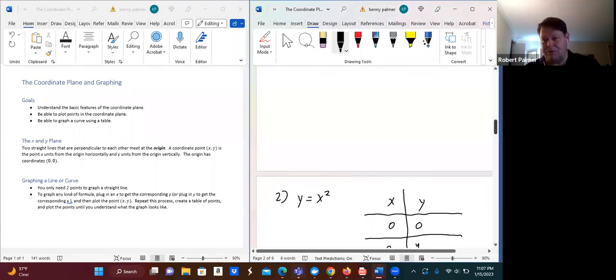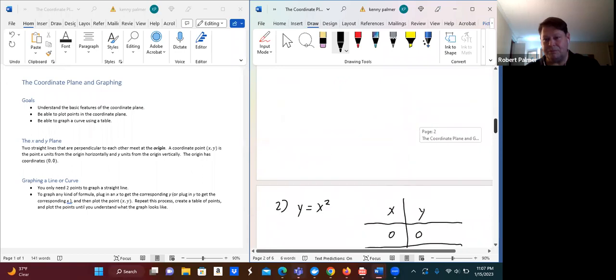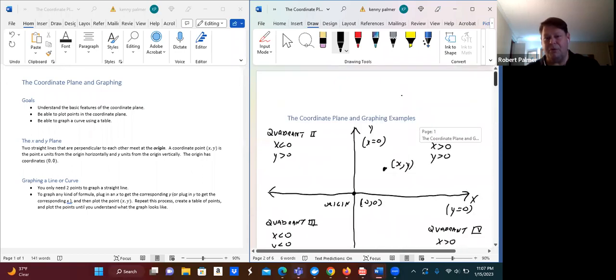Okay. So if you take a look at what we learned, we learned the very basics of the coordinate plane and graphing. So we learned about the coordinate system, how to plot points, and then also how you can essentially plot any graph by doing an x and y table.